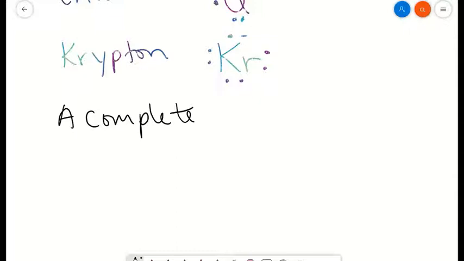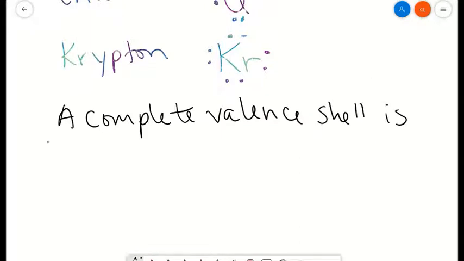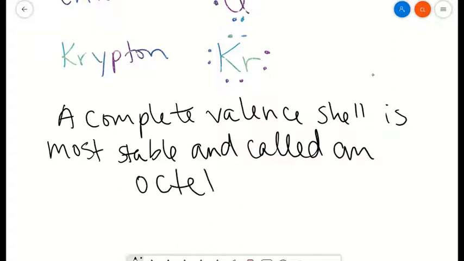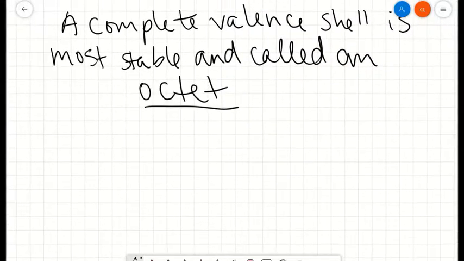So a complete valence shell is most stable and called an octet. Oct meaning 8, that means we have 8 electrons, and that's what everybody is trying to achieve. Everybody's trying to look like a noble gas, all right? Think of those, they're like the cool kids, the noble gases. Everybody wants 8 electrons, so everybody's trying to get that complete octet.